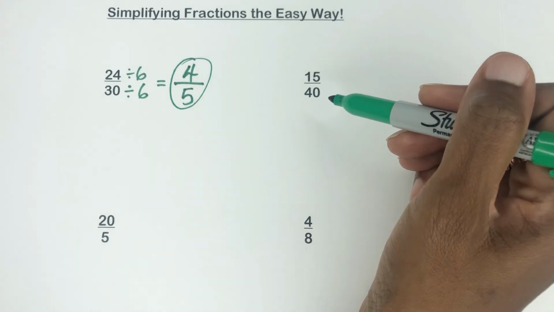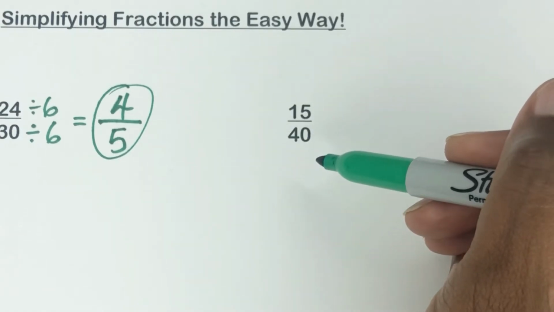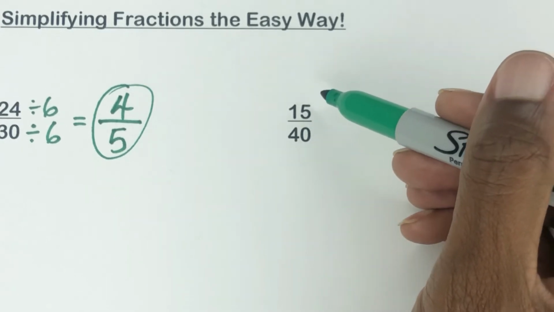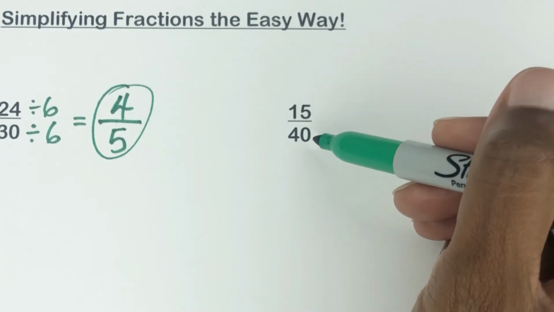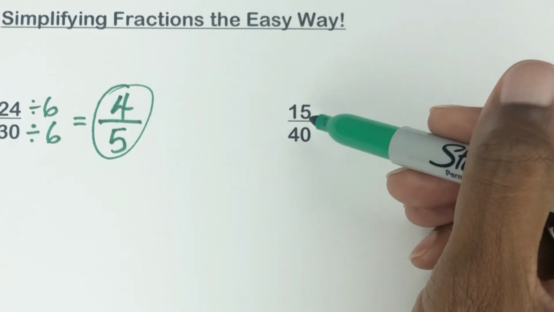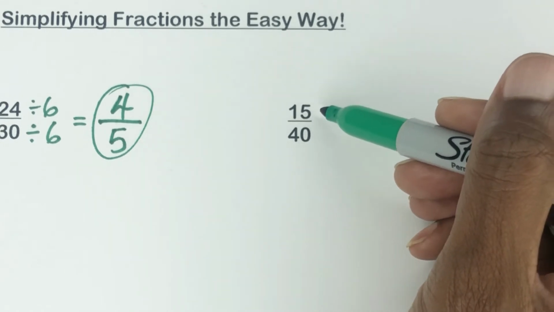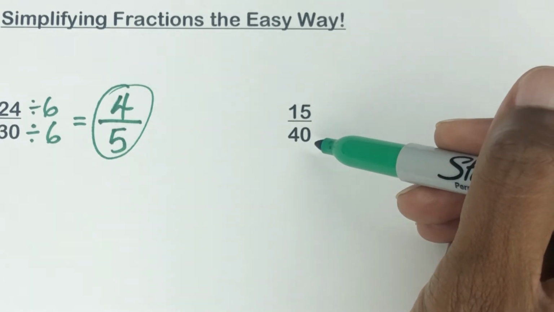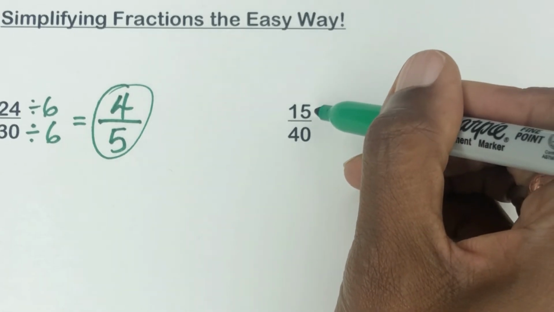Let's look at 15 over 40. You're thinking of a number that can go into both of these. What number can go into both? We could say 3, but 3 can go upstairs but not downstairs. We can say 4. 4 can go down because 4 times 10, but not up. 5, okay, so 5 can go into here because you get 5 times 3. 5 can go into here because you can get 5 times 8. So let's go with the 5.